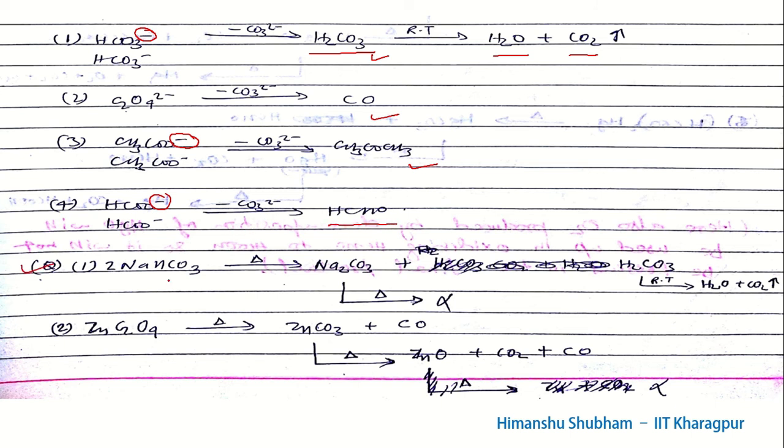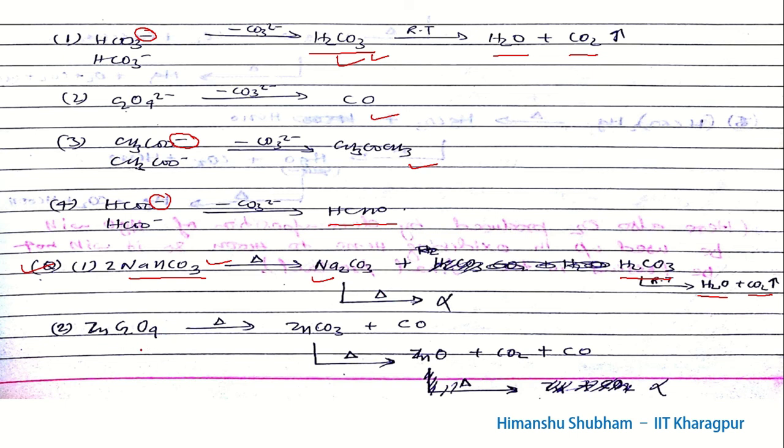Okay, now we have some questions. We have to find the decomposition product of NaHCO3. This is a bicarbonate, so when it is heated, we get sodium carbonate and another product. What would the other product be in the case of bicarbonates? We have learned here that it's H2CO3, and we know that H2CO3 is unstable, so it decomposes at room temperature into H2O plus CO2. So the final product would be Na2CO3 plus H2O plus CO2. Now we know that sodium carbonate is stable, so it does not decompose upon heating.